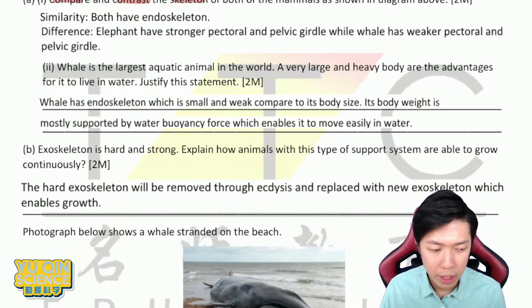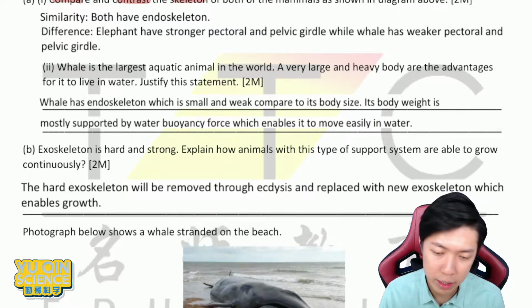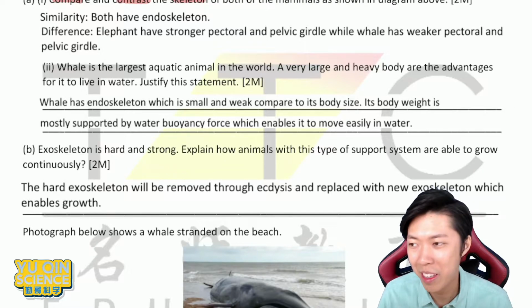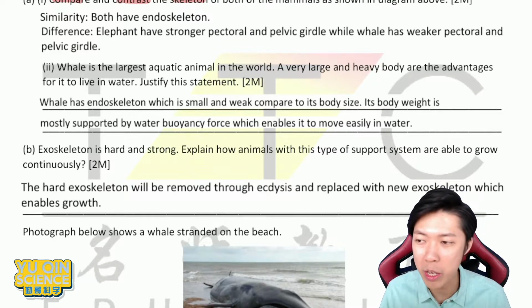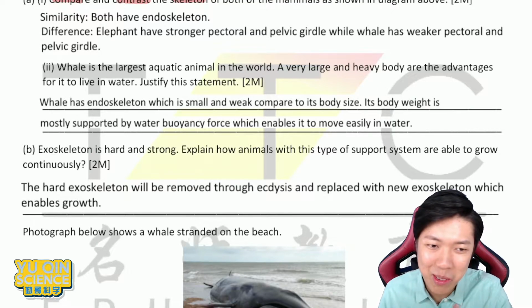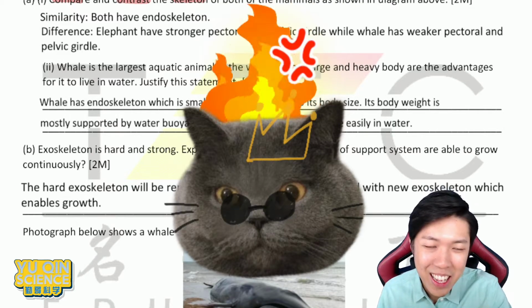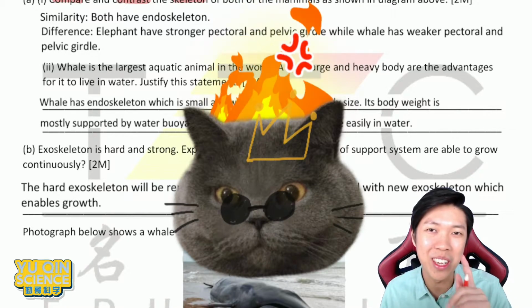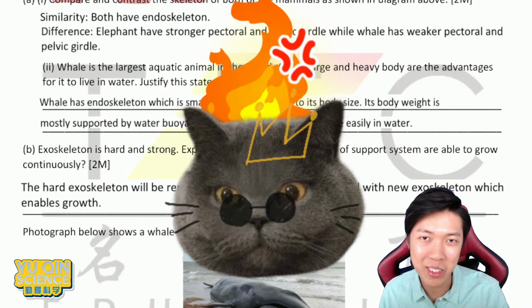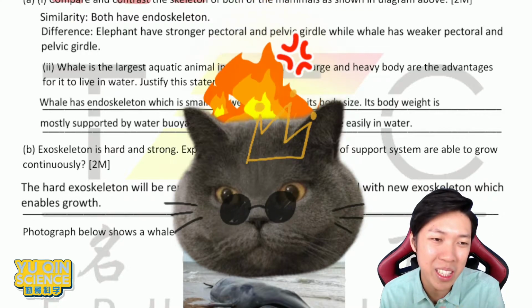Justify. You know what that means? It's like you are big size, you are fat, for example, and then your friend looks at you, you so fat, stay in water lah, good for you, don't stay on land lah, you suffer, go stay in water lah.